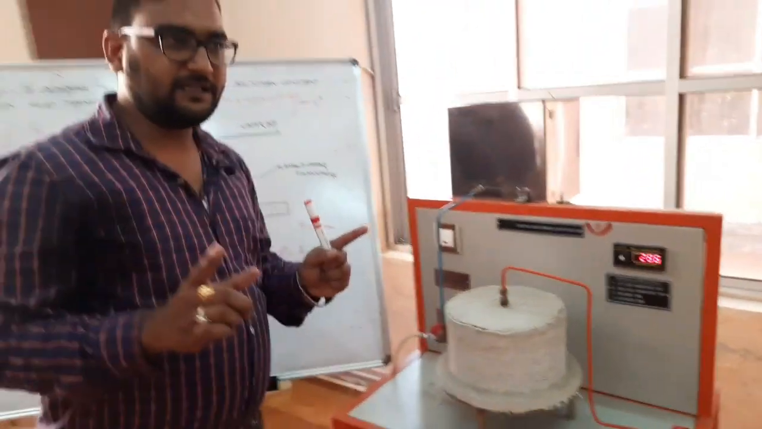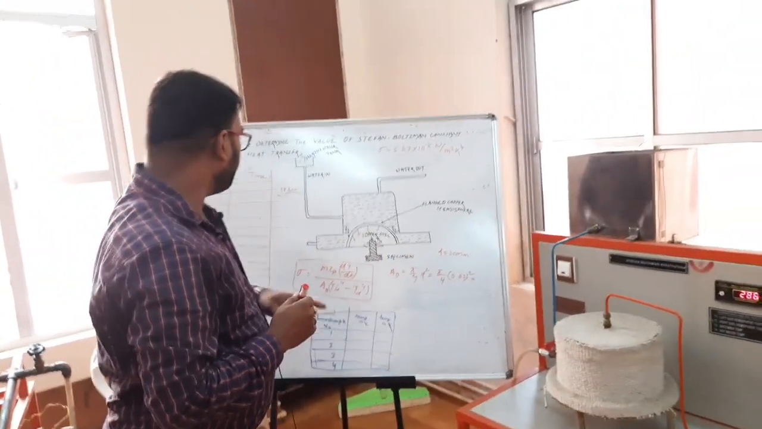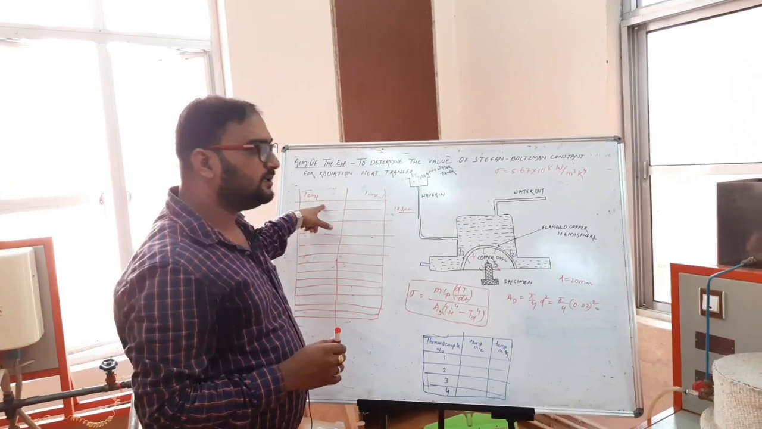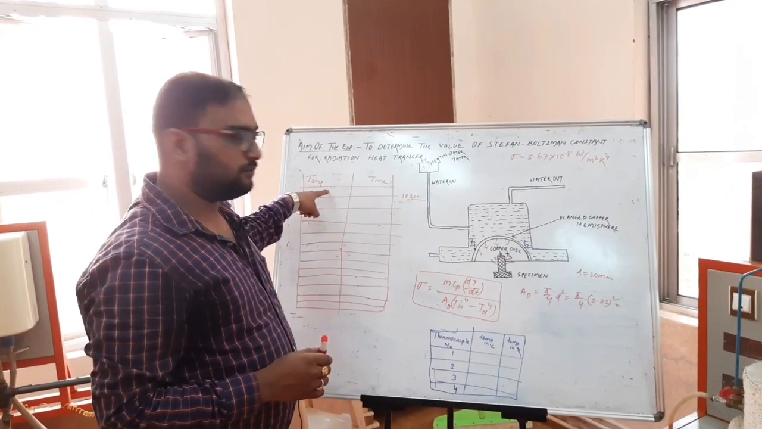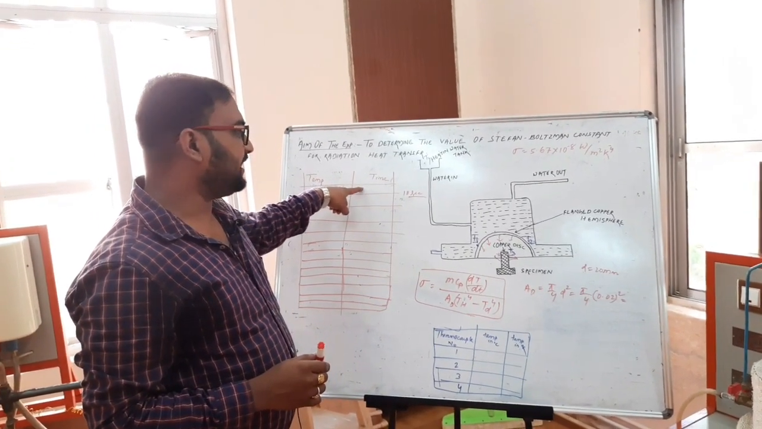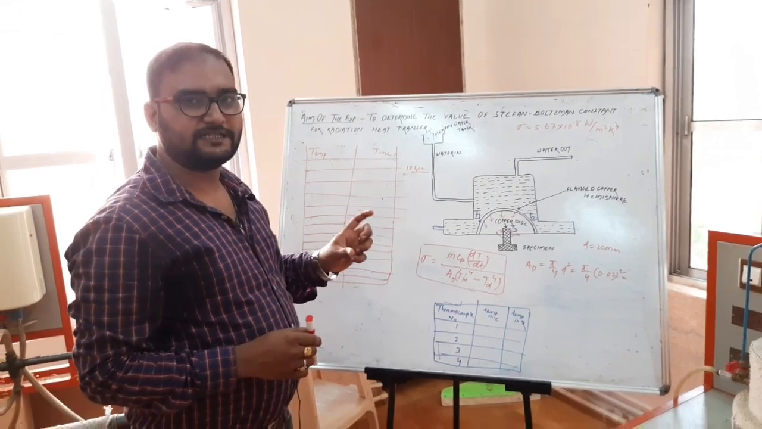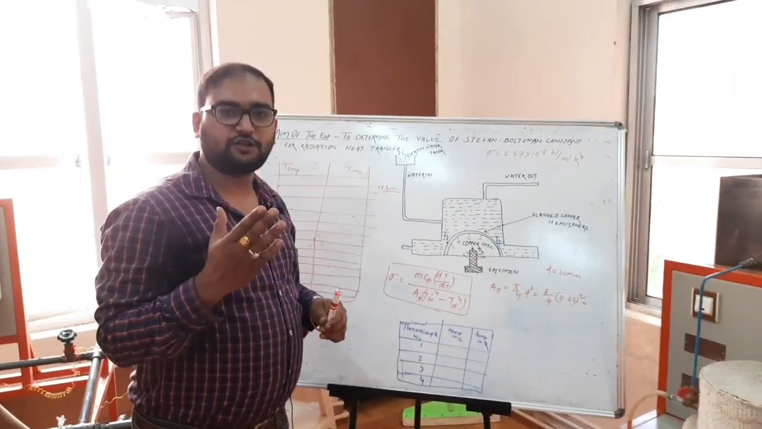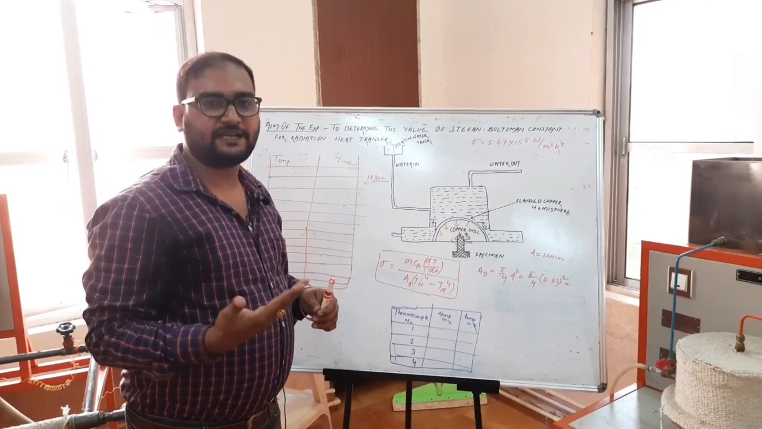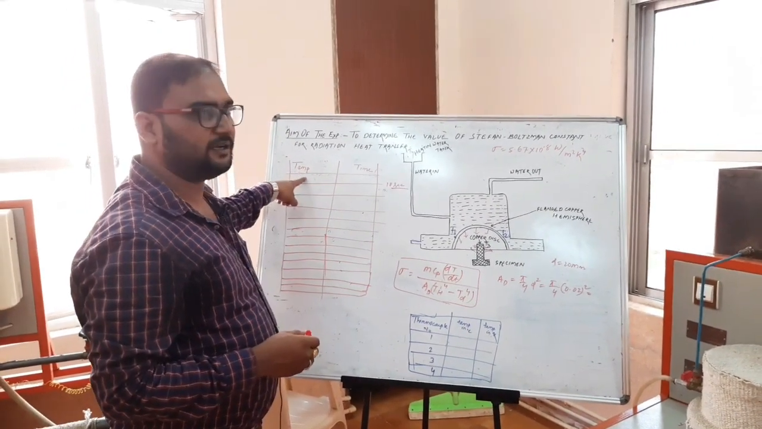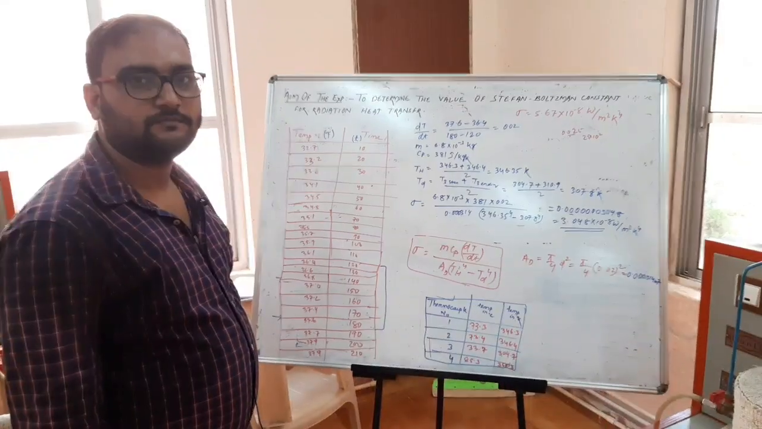To record the T3 temperature in this table, which varies according to time, the time interval is 10 seconds. So we have to use the stopwatch. After every 10 seconds we have to record the T3 temperature value over here.